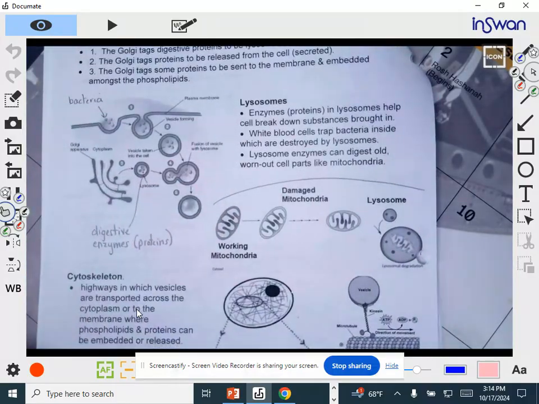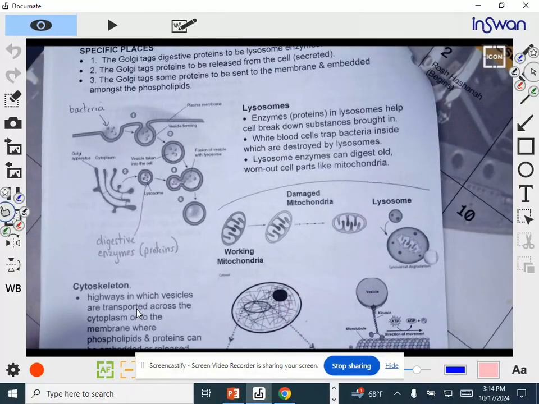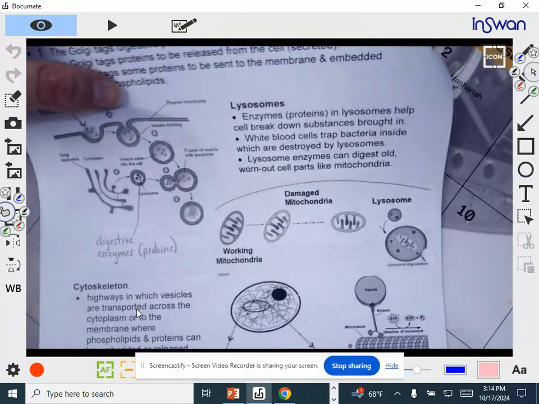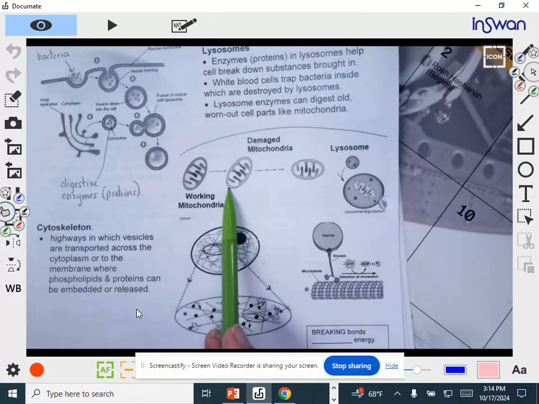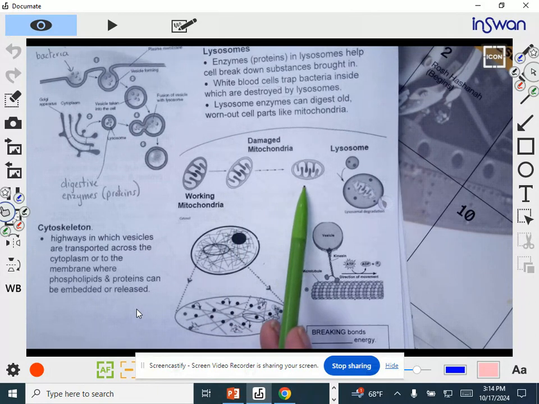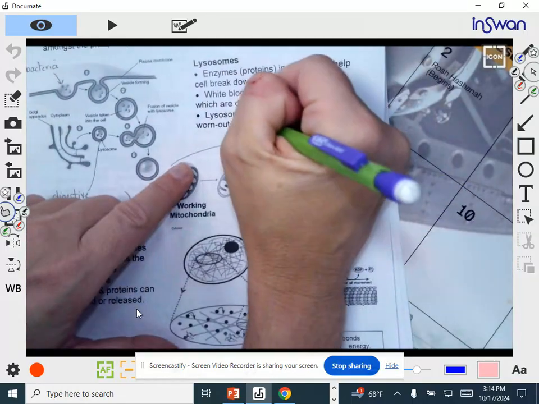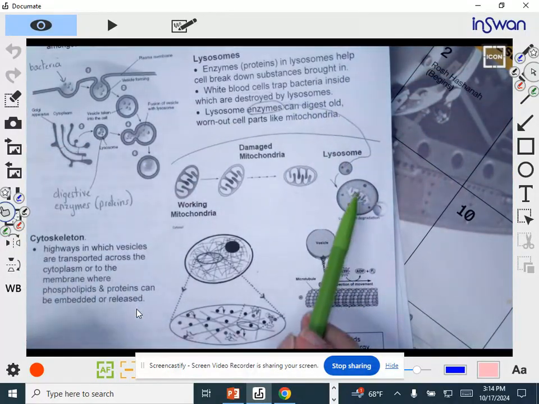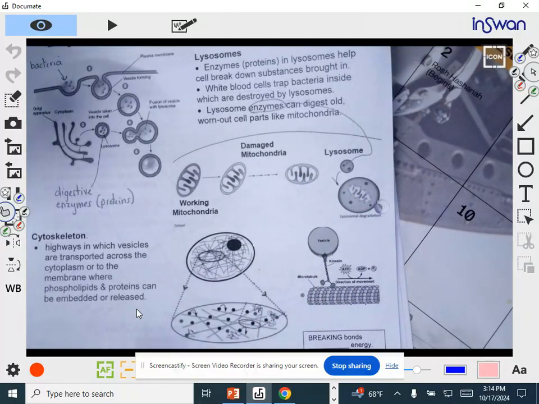Now, lysosomes also, because I indicate right here, white blood cells can trap bacteria, and they can use their lysosomes to destroy the bacteria. But lysosomes also can help digest old, worn out cell parts, like the mitochondria. So here this is a mitochondria, but it can become damaged, and the cell needs a way to get rid of it, otherwise it's going to fill up with organelles that don't function. Well, see our lysosome here that has those digestive enzymes. Let's make sure you understand that these little circles inside are enzymes in the lysosomes. So they can fuse with this mitochondria, and now those enzymes can break down that mitochondria.